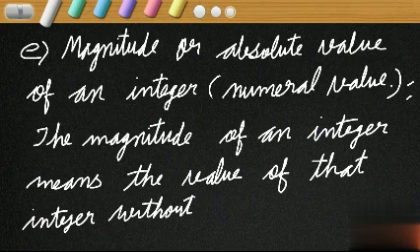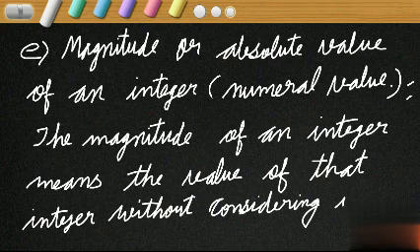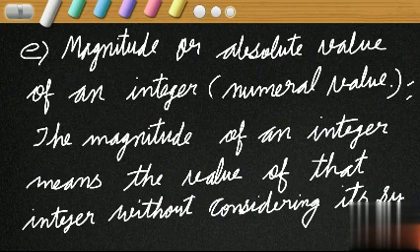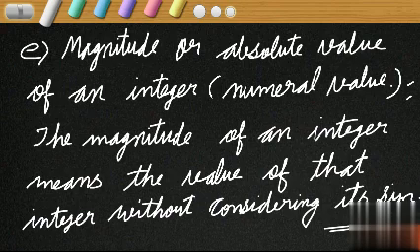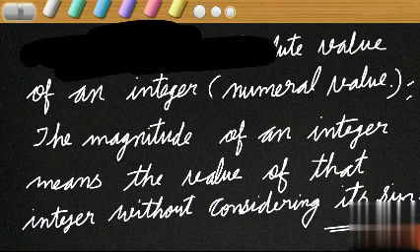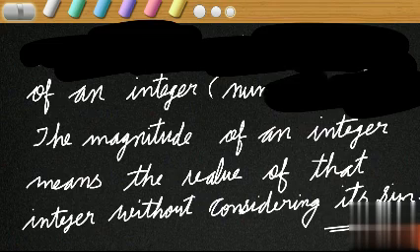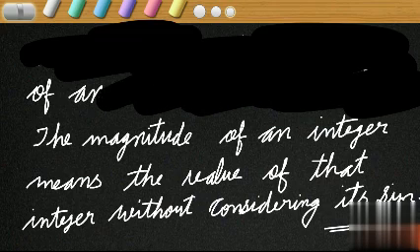Without considering its sign. So what is the meaning of magnitude or absolute value or numeral value of an integer? The value of an integer without considering its sign is known as its magnitude. Is it clear?